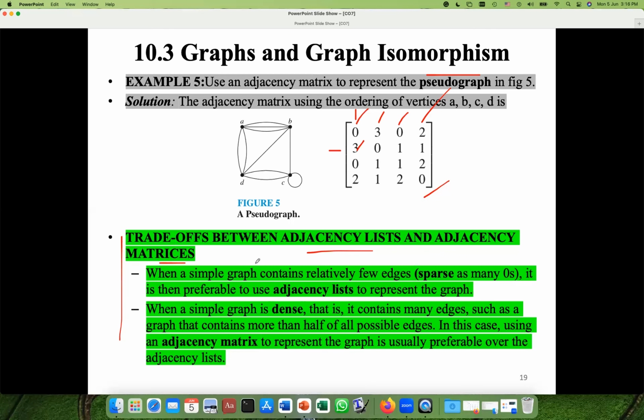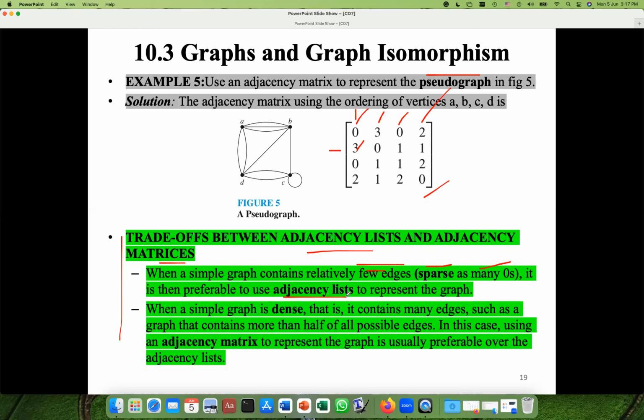So when your graph has few edges, what does it mean? It means if you draw the adjacency matrix, it will have many zeros in it because the edges are not too many. When you have many zeros in the adjacency matrix, that is called sparse. This is a term that we normally use in probability theory. Anyhow, when your graph has few edges, don't use the adjacency matrix. You can use simply the adjacency list.